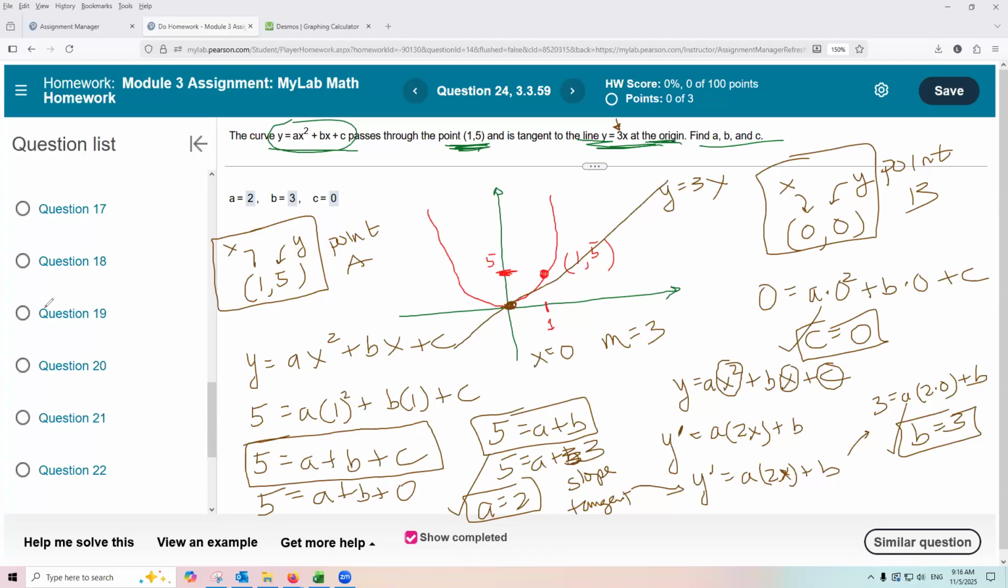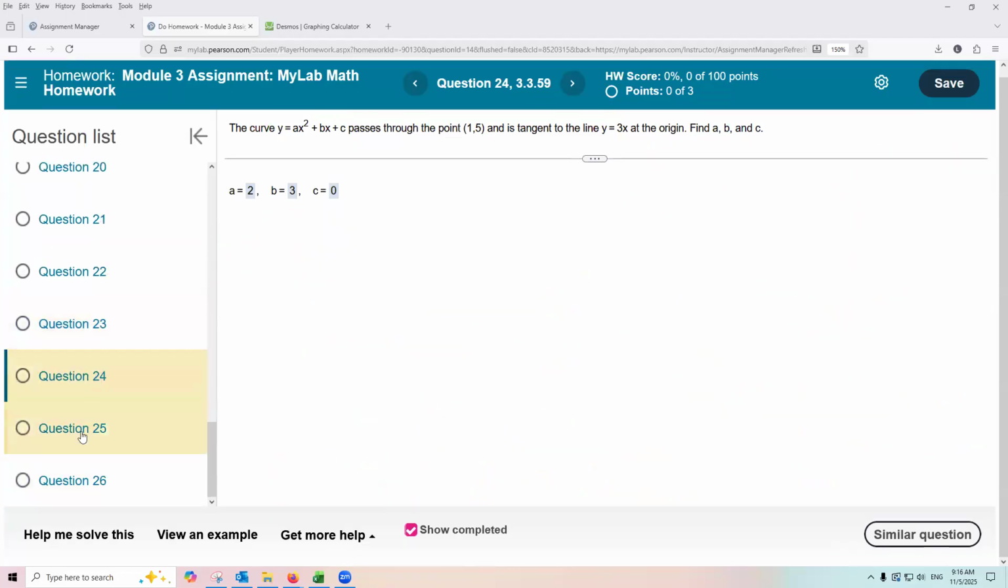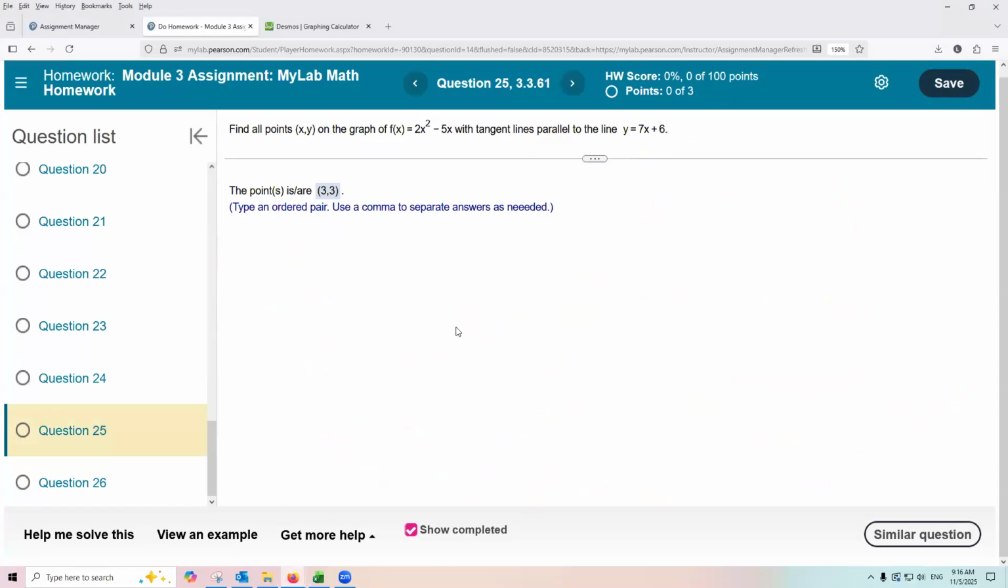All right, let's look at another example here. How about number 25? This one says find all points on this graph that have tangent lines parallel to this line y equals 7x plus 6.